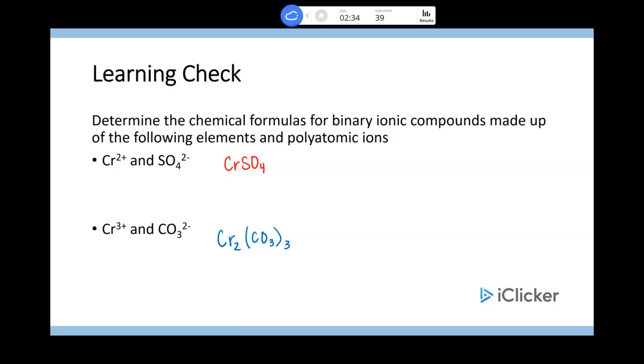Yeah, so for the first one, for SO4, would we not put it in parentheses? Right, no parentheses are needed if there's only one polyatomic ion in the molecule. I'll accept it today, but in the future it's wrong. All right, thanks everybody.